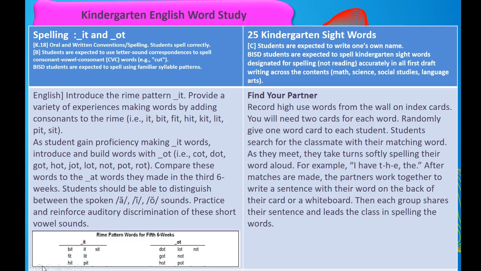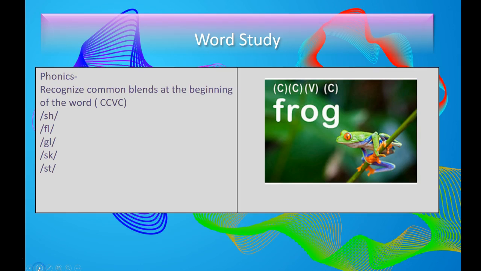So let's take a look at what some of your lessons might be. If you look at your English word study, you see that you are going to be focusing on the it and the ought rhyme pattern, and really working hard, making sure by the first 6 weeks that kids have that rhyme pattern down. With their sight words, in the overview you're going to find a really good thing called Find Your Partner. It's a great activity, so I encourage you to look at that in the overview.